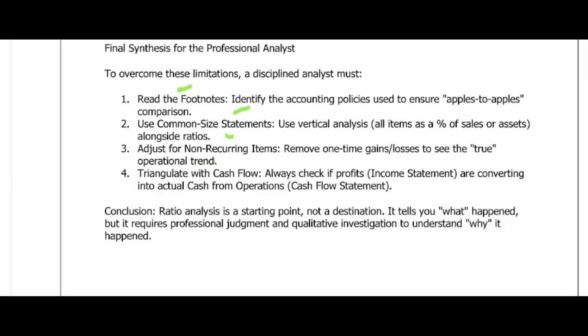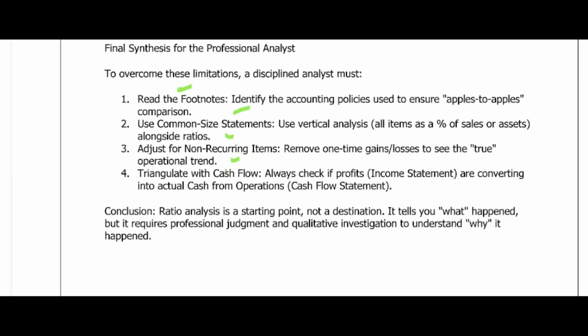Then adjust for non-recurring items. Remove one-time gains and losses to see the true operational rate. That means if a company has non-recurring revenue, it should not be considered for performance analysis, because it is not recurring and maybe it is not from the company's regular activities. So this has to be removed or adjusted before we make a financial ratio analysis.